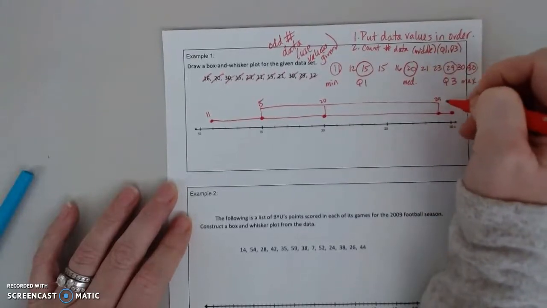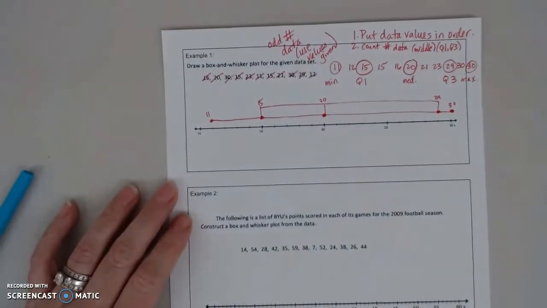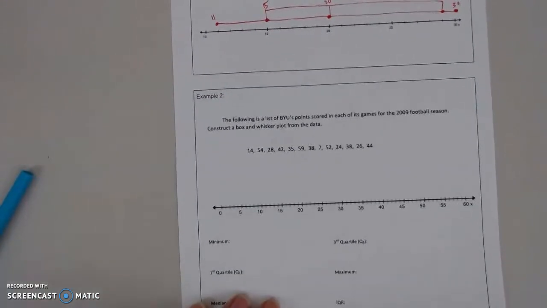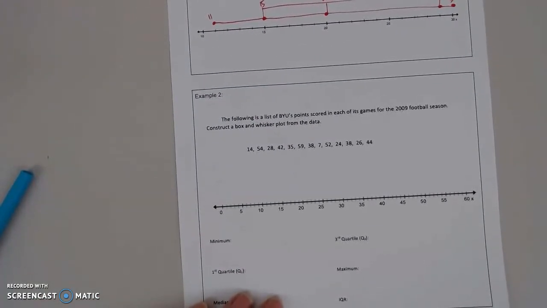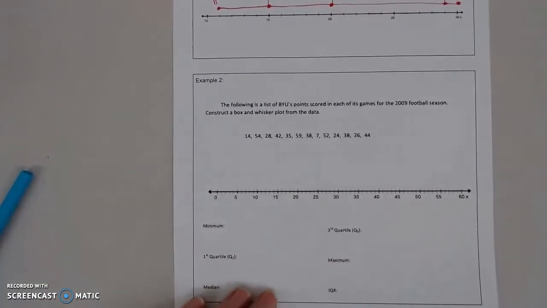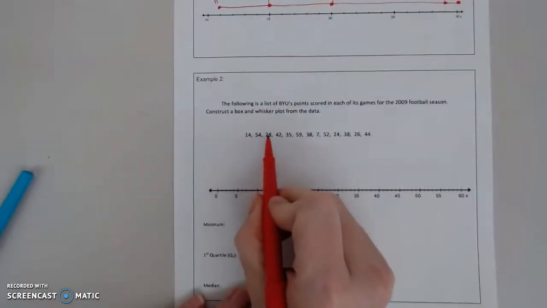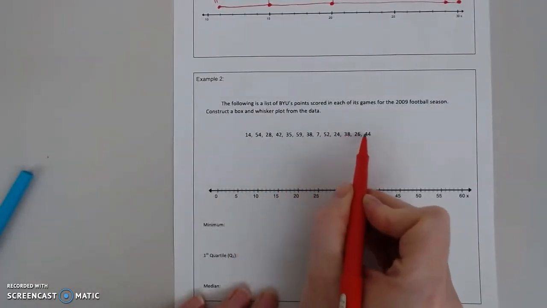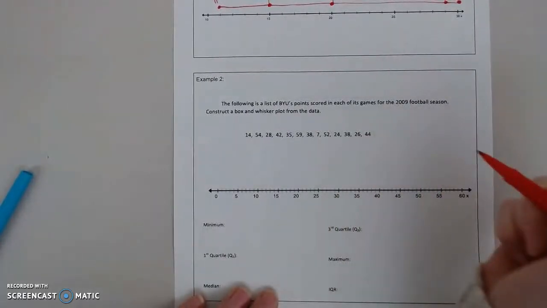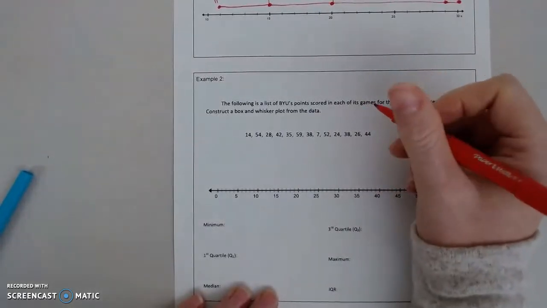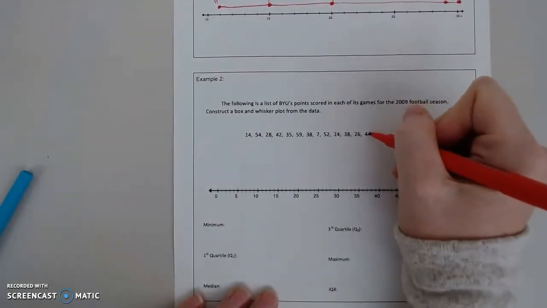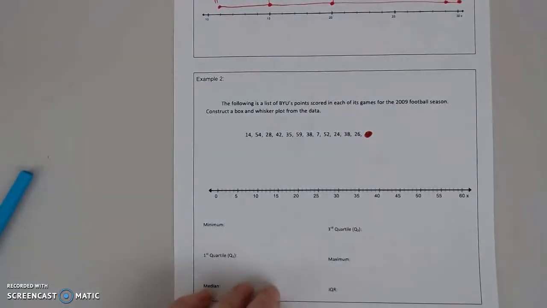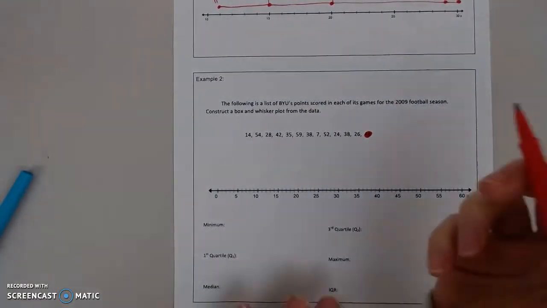Okay? All right. So let's do example 2. So these are a list of BYU points in the 2009 football season. So we've got 1, 2, 3, 4, 5, 6, 7, 8, 9, 10, 11, 12, 13. So I'm going to actually skip this. So let's take this one off, okay? Because I want an even number. All right, so I'm going to put them in order.